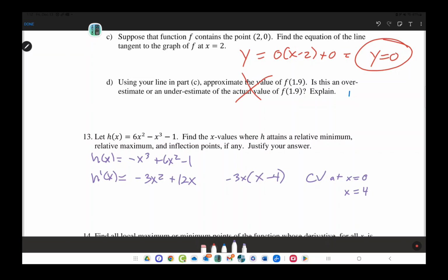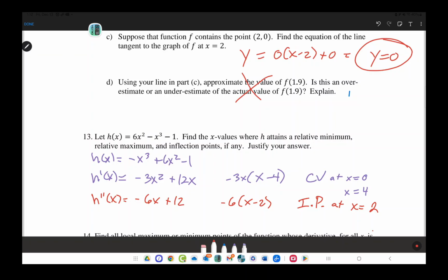Let's take the derivative of that. H double prime of x is negative 6x plus 12. Factor out a negative 6, we get x minus 2. So inflection point at x equals 2.